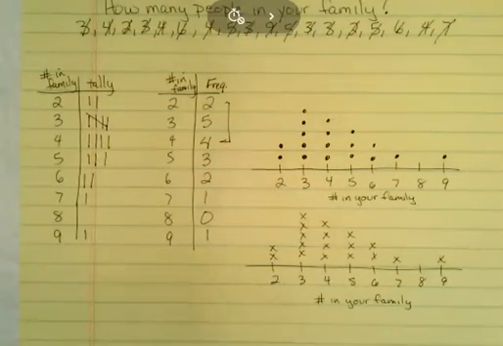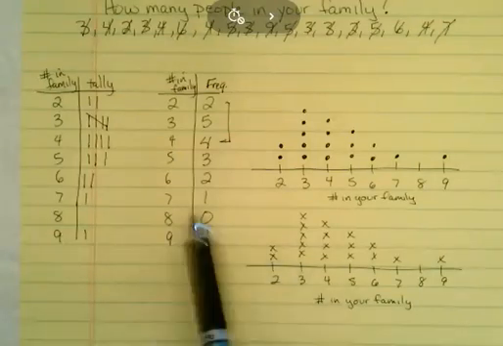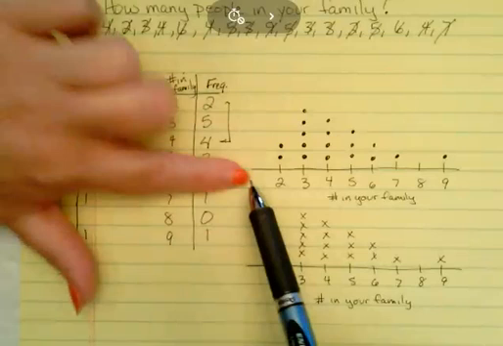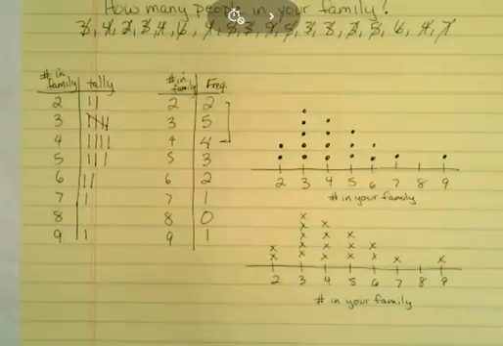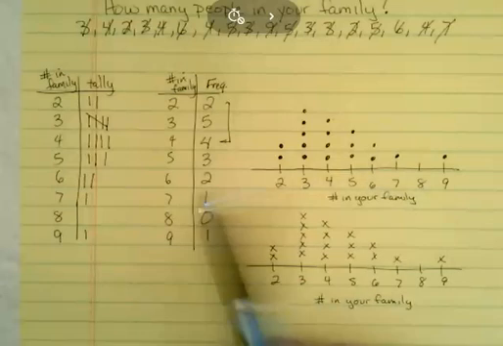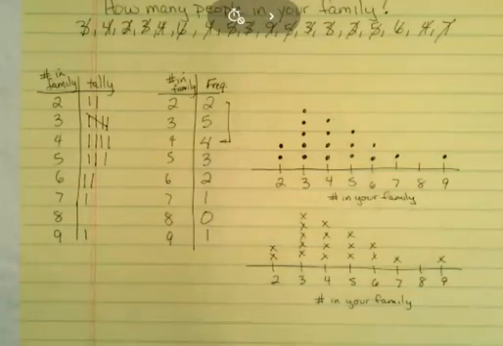How many people have more than 6 people in their family? More than 6. So it wouldn't be 6 because it's more than 6. So it's just going to be those people. So there are just 2 people that had more than 6 people in their family. Okay. You could have used either set of data to answer those questions.